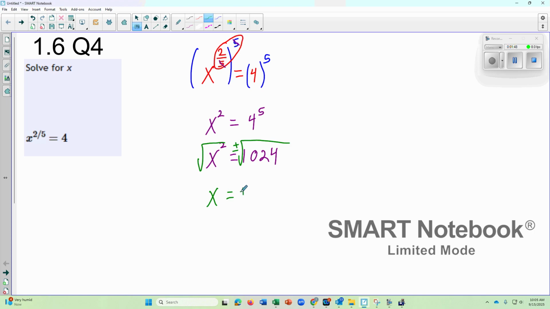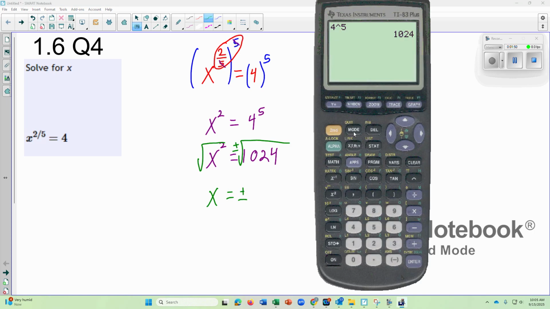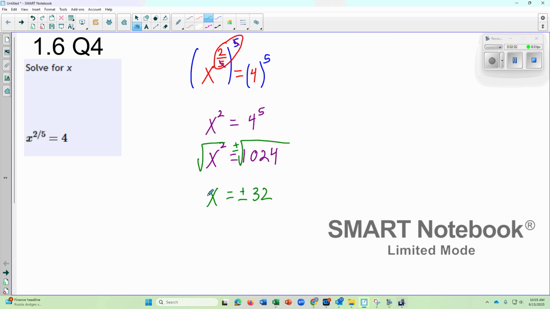So then we get x equals plus or minus the square root of 1024, which is going to be 32. That is my answer right there. There are 2 answers, positive and negative 32. The reason I have to put the plus and the minus sign is that when you square it, it doesn't matter if it was 32 times 32 or negative 32 times negative 32. You're going to end up with that 1024 right there.